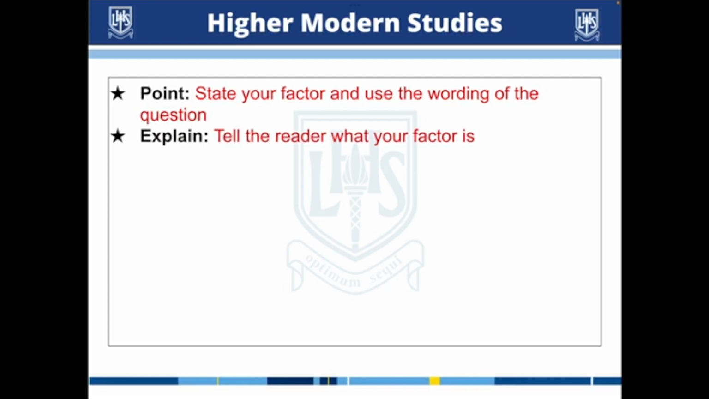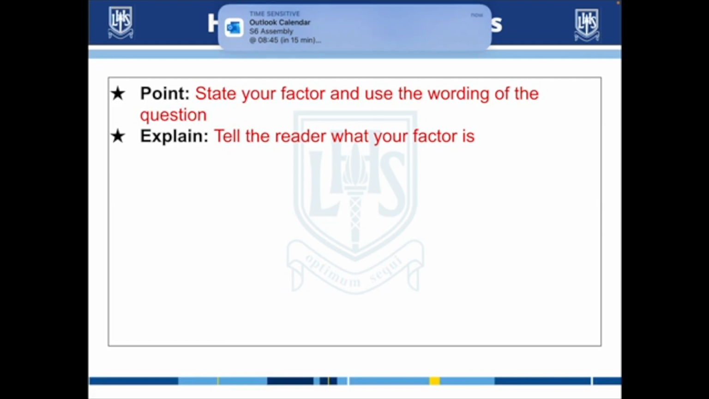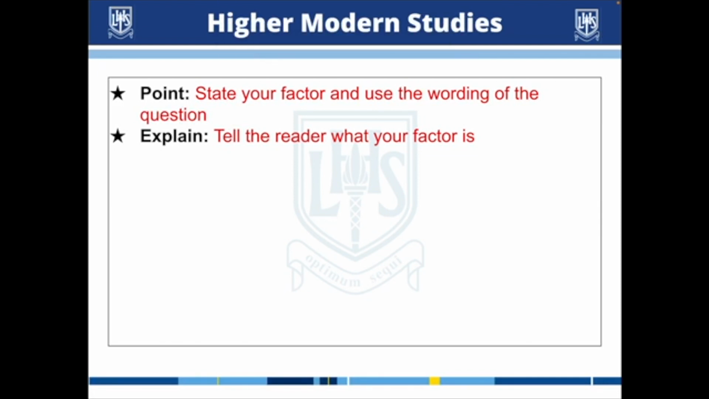You should follow that by explaining what your point actually is. Like, what is your factor? Whenever you're writing a Modern Studies essay, you should always imagine the person you're talking to has no idea about your topic. You are the expert. Only you know. Only you can sell this idea to them. No one else understands what you're about to impart on them.